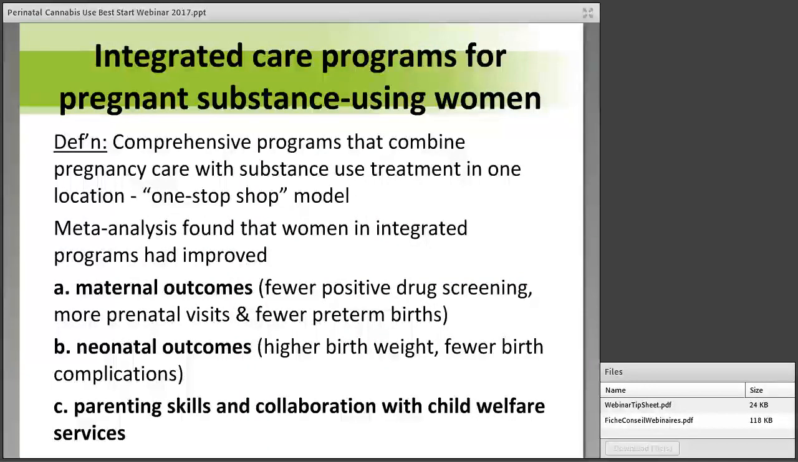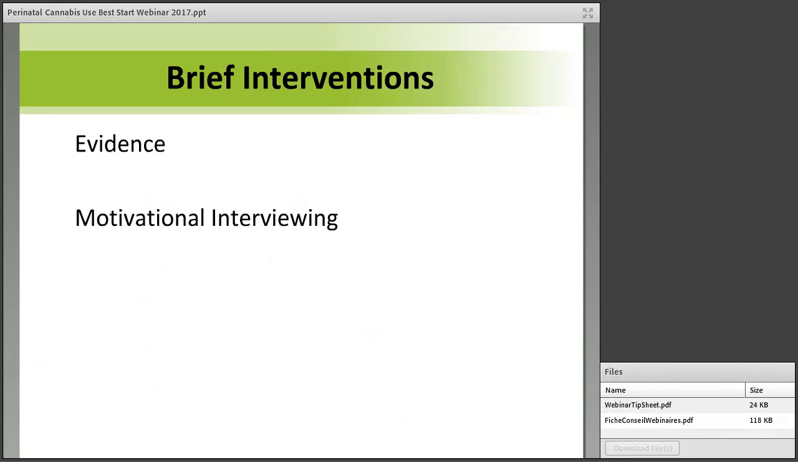So how can we gain this opportunity? Again, integrated care is key for these women. They need to have comprehensive care. They need to have preferably a one-stop shop model where they know they can get obstetrical care, addiction care, parenting skills. And we know from a meta-analysis which looked at programs that offered integrated care that these moms had improved maternal outcomes, so there were fewer positive drug use screening tests, they had more prenatal visits, they had fewer preterm births. The babies also did better. They had better birth parameters. There were fewer birth complications, and also less child welfare interventions or interactions. So this is one way we can overcome this.